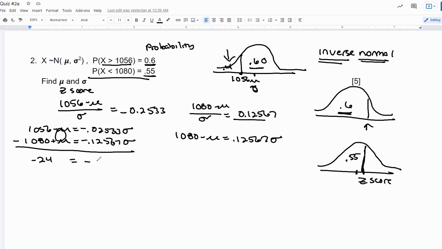Say it one more time. Negative what? All right. Now, how do I find the standard deviation? Exactly. But they're both negative. So if you want, just do in your calculator, 24 divided by 0.12724. 18 point what?